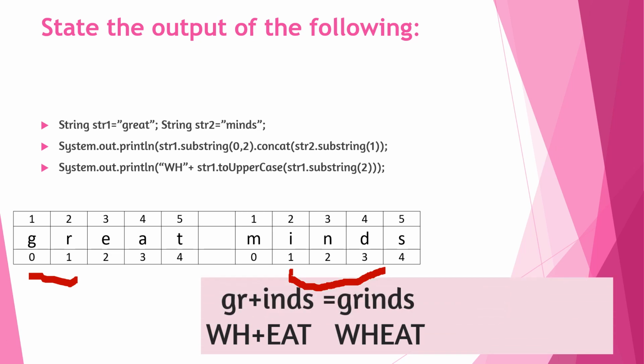And the second question: "wh" plus str1.toUpperCase() plus str1.substring(2). Here, starting from 2, the word is "eat". So "wh" plus "eat" is "wheat", and before adding, it will be converted to uppercase, so in uppercase the word will come as "WHEAT".